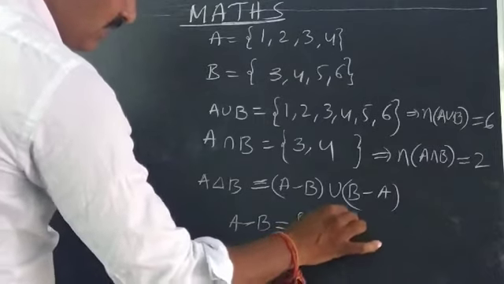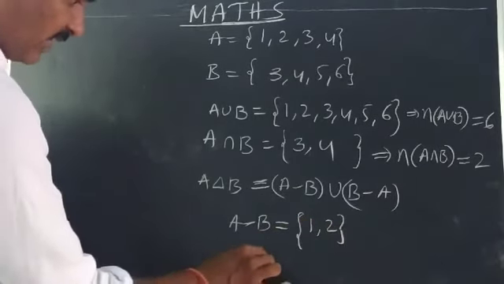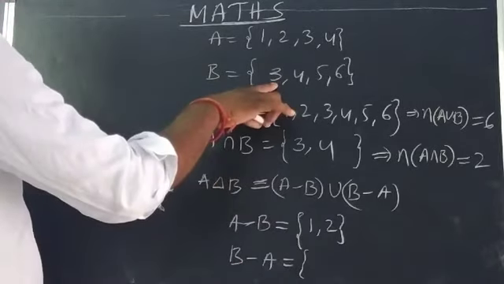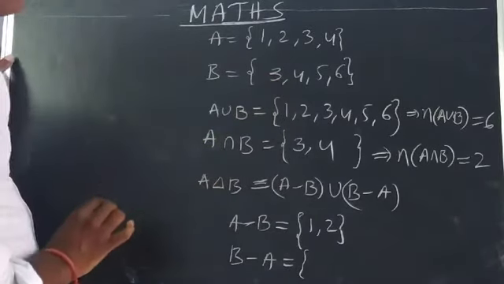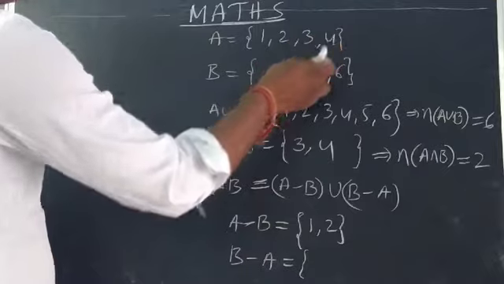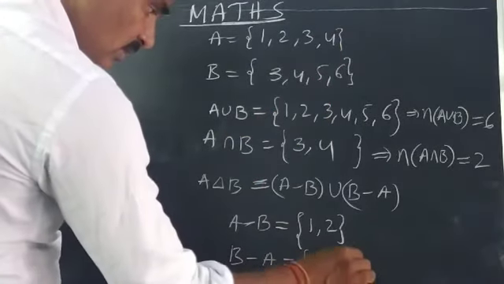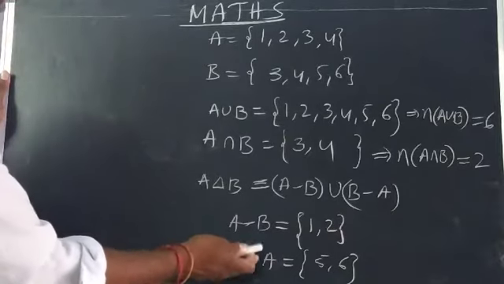So {1, 2} is the set A minus B. Next I am finding B minus A. B minus A means take the elements of B alone which are not common with A. So 3, 4 are already there in A, so I will write {5, 6}. {5, 6} is B minus A. So I got A minus B and B minus A.